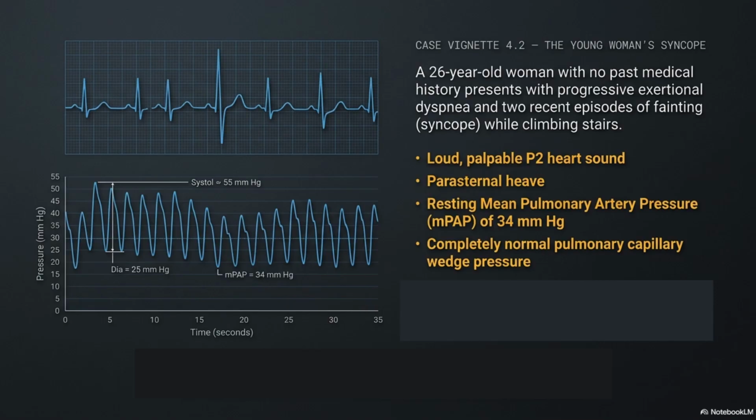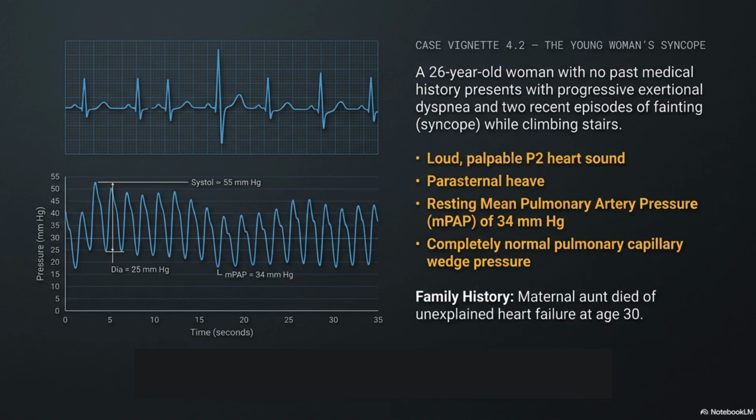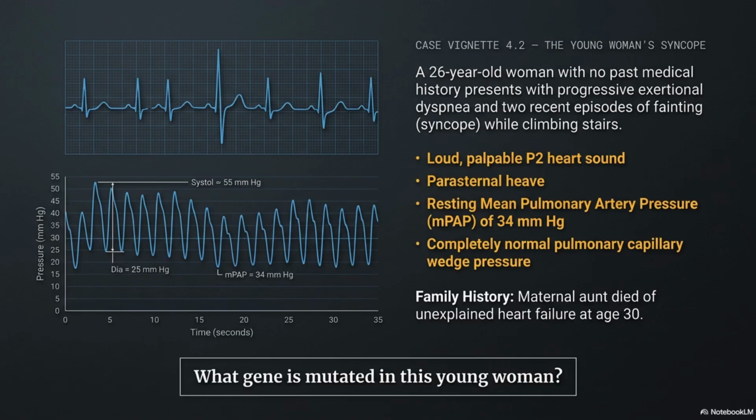A right heart catheterization reveals a resting mean pulmonary artery pressure or MPAP of 34 mm of mercury, but a completely normal pulmonary capillary wedge pressure. A critical piece of her family history is that her maternal aunt died of unexplained heart failure at age 30. Keep this question in mind: what gene is mutated in this young woman?